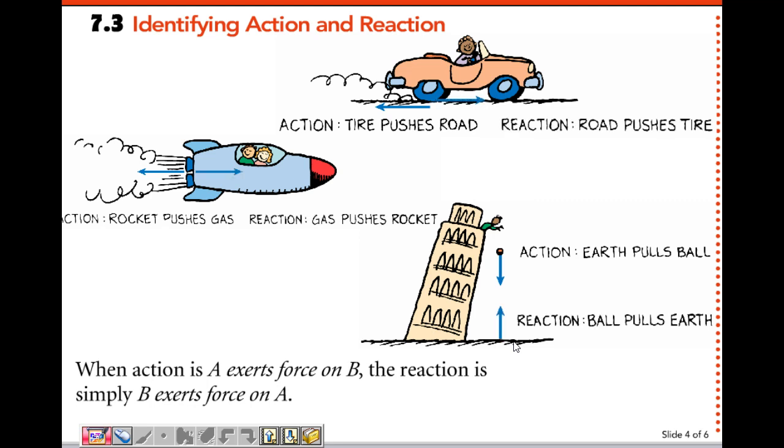And here are the reaction forces. For the reaction, you just switch it around. The action in the first one is the tire pushes the road. The reaction is that the road pushes the tire. Second, the rocket pushes the gas. We switch them around: the gas pushes the rocket. Third, with the falling boulder, the Earth pulls the ball, and the reaction is that the ball pulls the Earth a little bit.